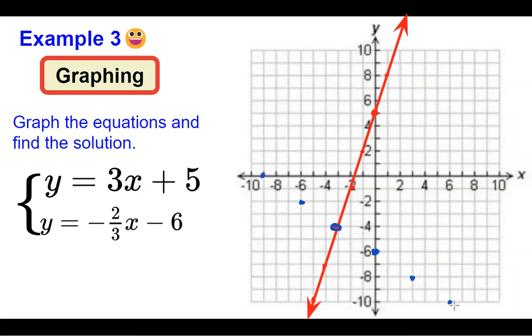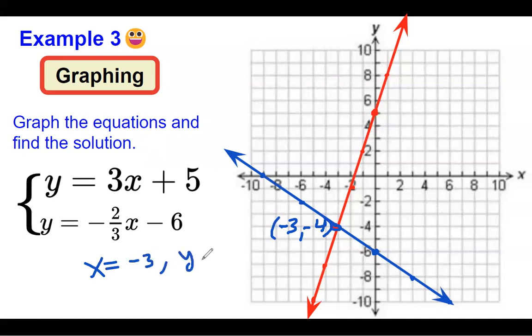So let's go ahead and graph it. Where does the intersection happen? X is first. So it's negative 3 and negative 4. Raise your hand if you got that. Let's go. So therefore, x equals negative 3 and y equals negative 4. So my solution will be at those 2 points.